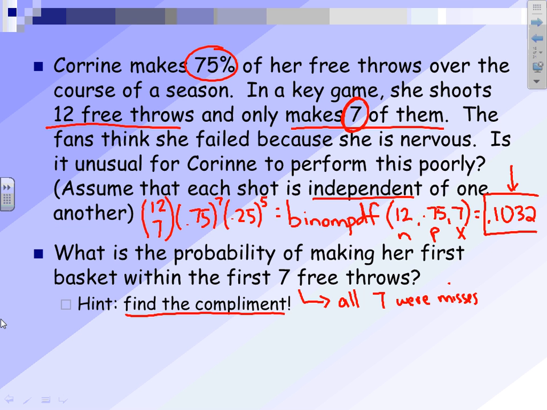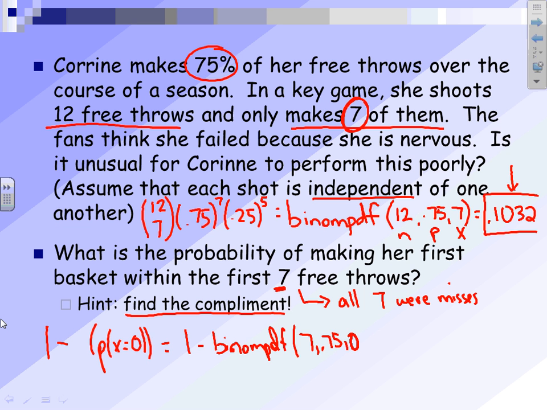So we can find the probability of all 7 misses. In other words, the probability that x equals 0. And if we take that away from 1, that'll give us the probability that she makes her first free throw within the first 7. So all that means is we have to come in and do 1 minus binomial PDF. Our n is now 7, because she's only shooting 7 here. Her probability of success is still 0.75. And we want to find the probability that she makes none of them.